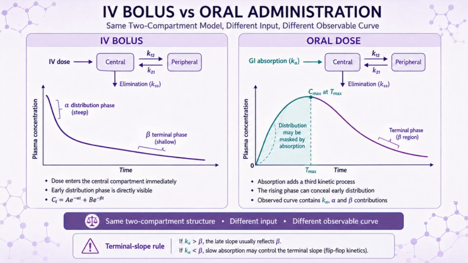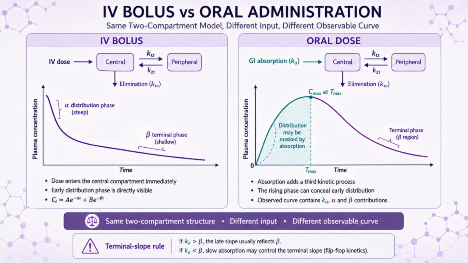After oral administration, an additional process is introduced. The drug must first be absorbed into the central compartment according to Ka. The concentration begins near zero and rises towards Cmax at Tmax. While this is happening, drug may already be moving between the central and peripheral compartments.